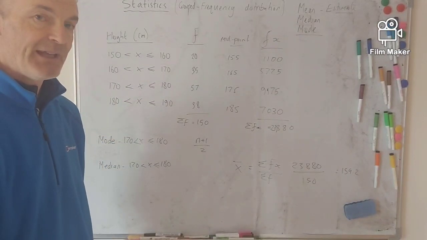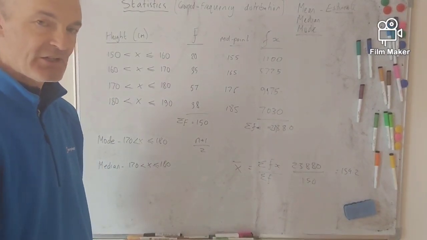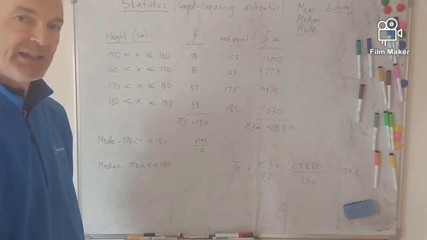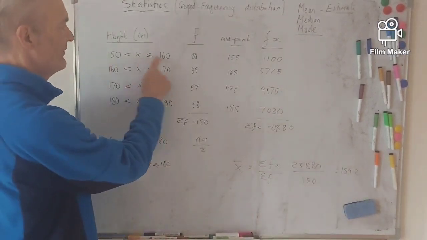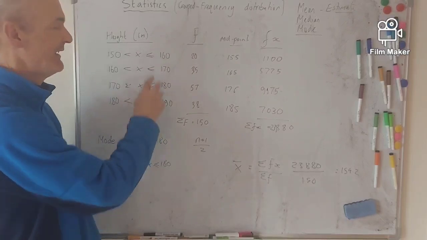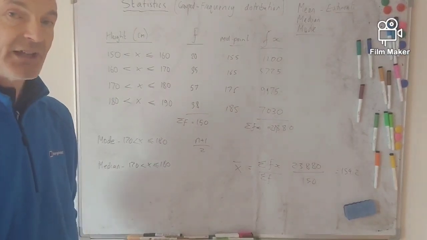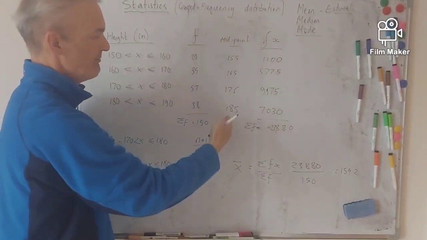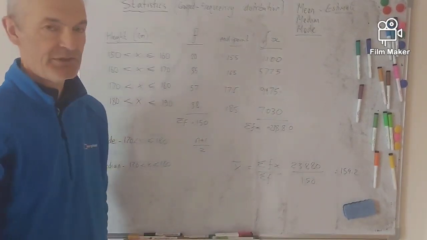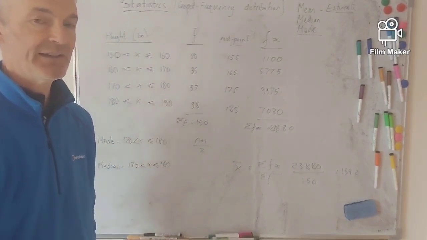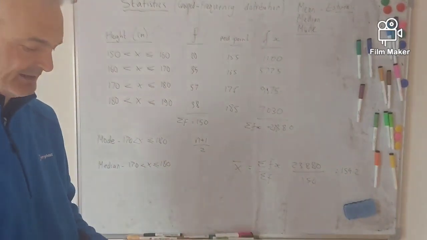The main thing you've got to remember here is it's an approximation. It's not the actual mean because we haven't got the exact data for each person. And you're going to have to use a midpoint to help you calculate the approximate value of the mean.